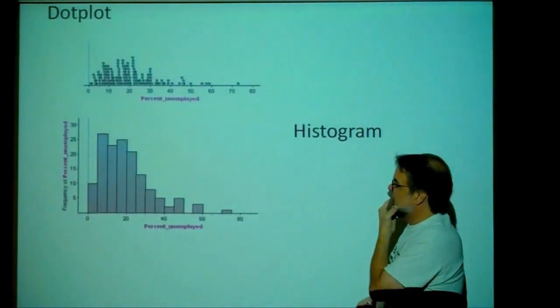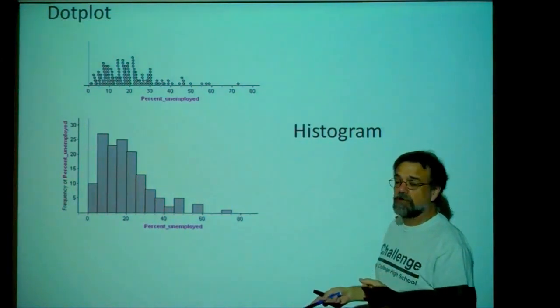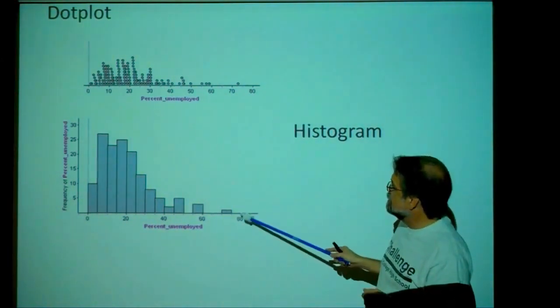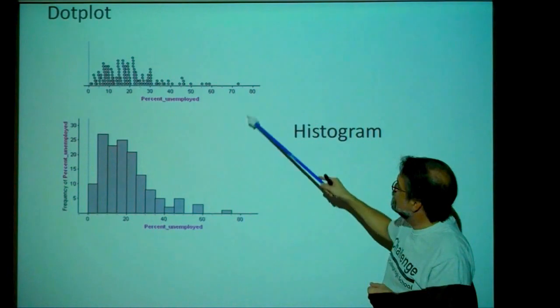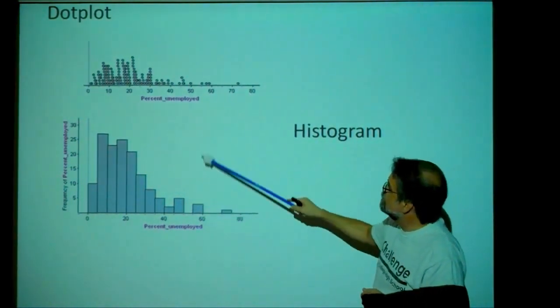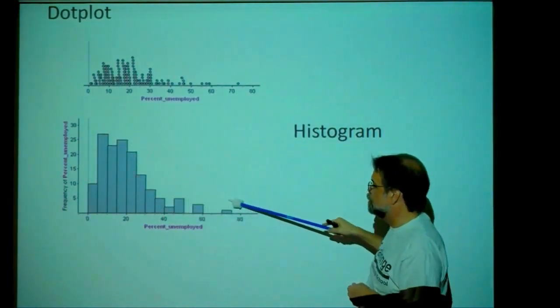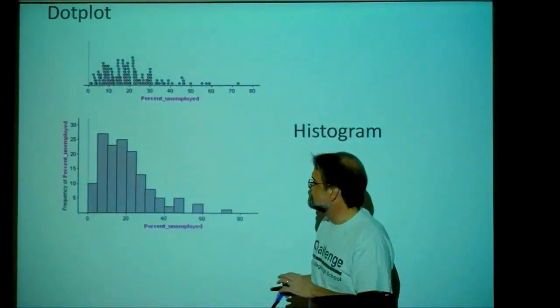This is the dot plot and the histogram of the youth unemployment rates of the countries. And again, you can see this one right here corresponds to this dot right here. That's our outlier. This right here corresponds to these 3 dots there. And now you can easily see, yeah, this is really skewed to the right here.